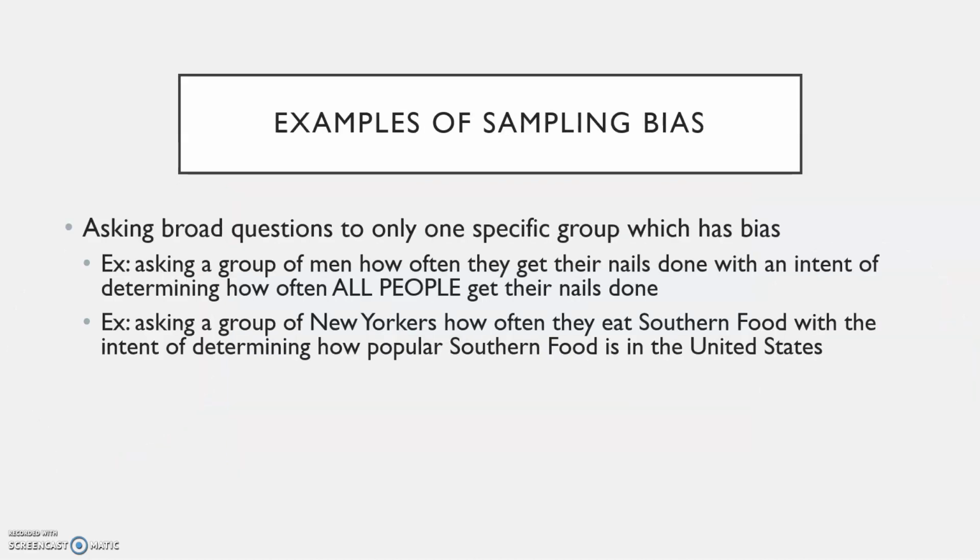So, sampling bias. This is when you ask broad questions of only one specific group, which already has a predisposition towards an answer. For example, asking a group of men how often they get their nails done, with an intent of determining how often all people get their nails done. There, of course, are men who get their nails done. I've gotten my nails done. It's a wonderful experience. However, I don't do it frequently.